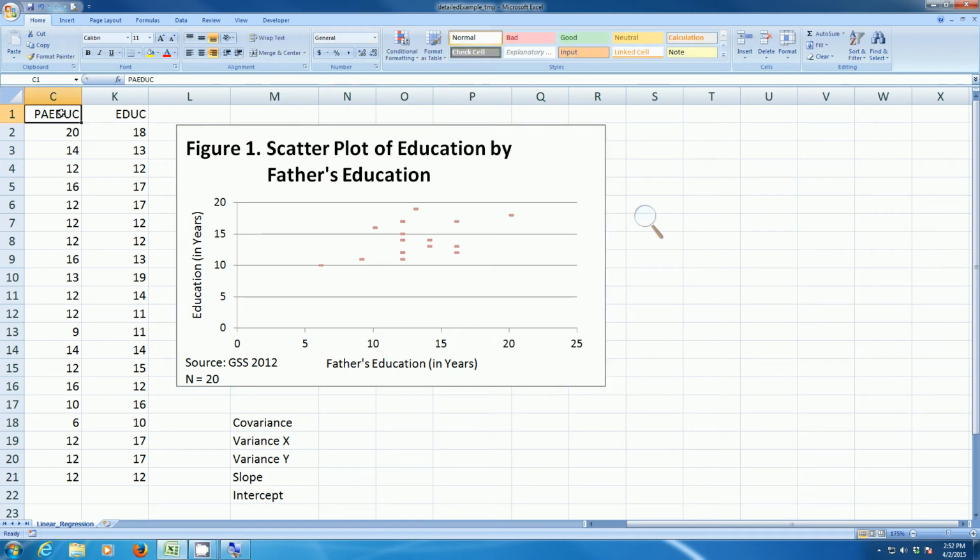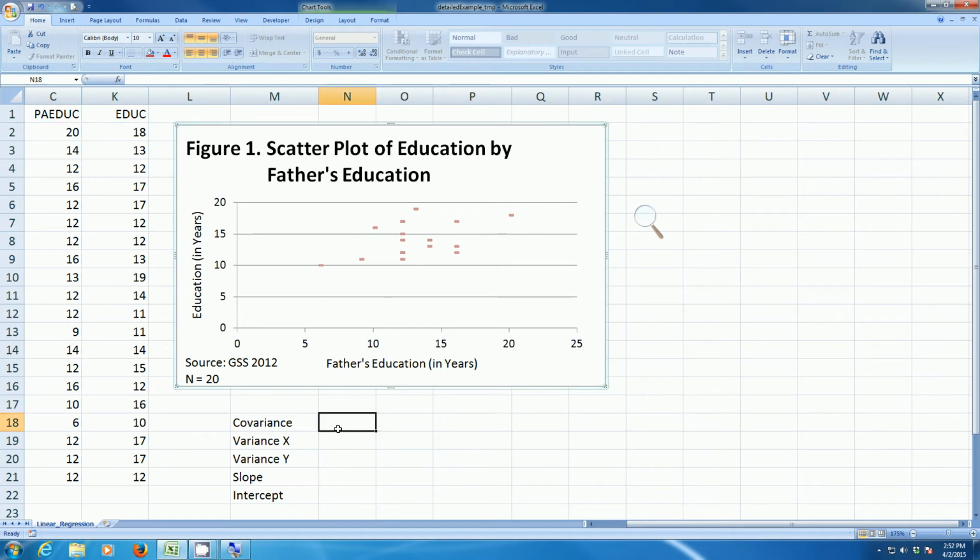In this detailed example, we're going to look at linear regression using Excel, and we're going to use the random sample of 20 cases from the 2012 General Social Survey. Notice here that I've already taken only those two variables that I'm going to work with. Father's education is going to be my independent variable, and response education is going to be my dependent variable. And notice that I'm including the scatter diagram that we created in the detailed example that dealt with covariance and correlation. Let's suppose that I wanted to create the linear regression line that best fits these data.